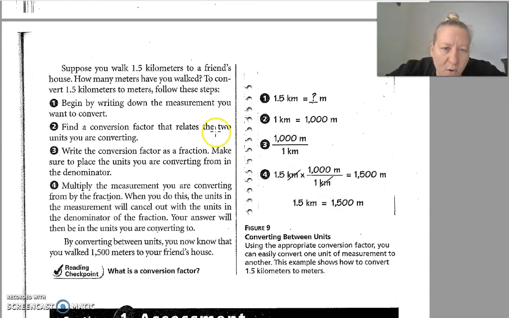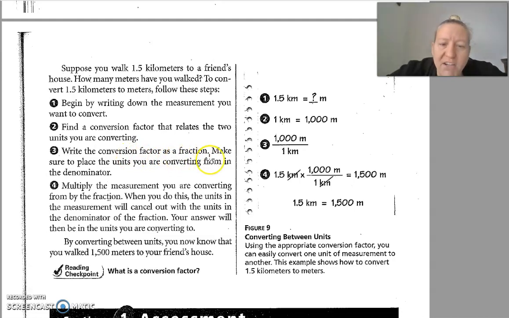Okay, suppose you walk 1.5 kilometers to a friend's house. How many meters have you walked? To convert 1.5 kilometers to meters, follow these easy steps. First, write down the measurement you want to convert. So we have 1.5 kilometers, and we want to know how many meters. Second, find a conversion factor that relates these two units. So we know that 1 kilometer equals 1,000 meters.